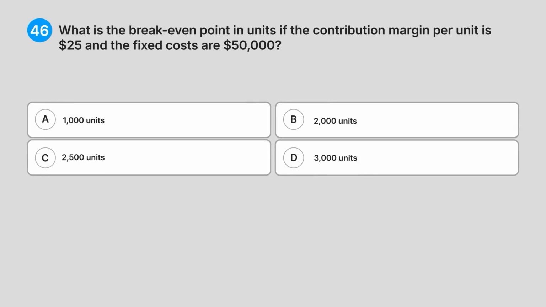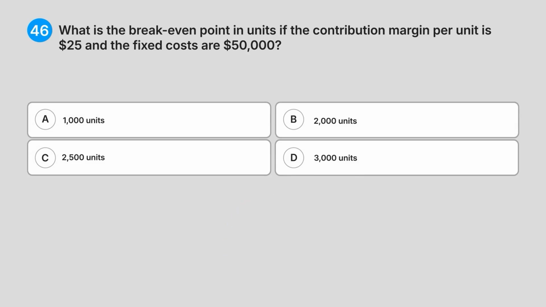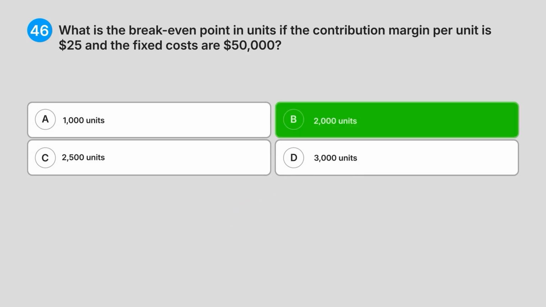46. What is the break-even point in units if the contribution margin per unit is USD 25 and the fixed costs are USD 50,000? A. 1,000 units. B. 2,000 units. C. 2,500 units. D. 3,000 units. Can you guess the answer? Correct answer, B. 2,000 units.